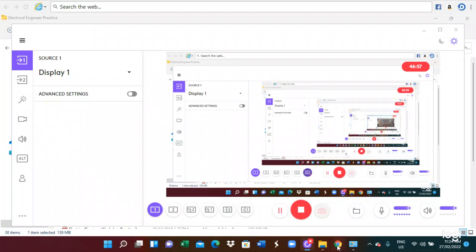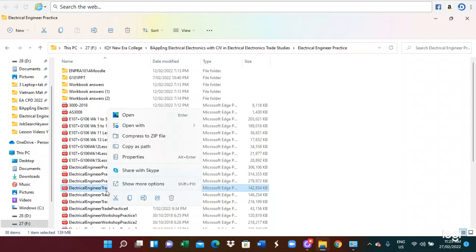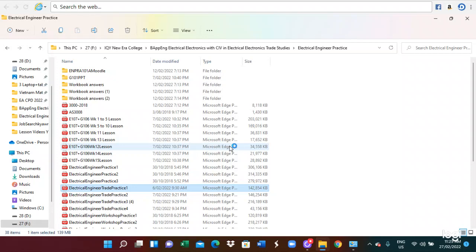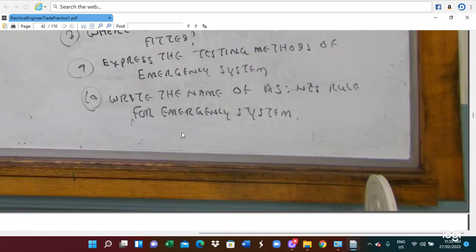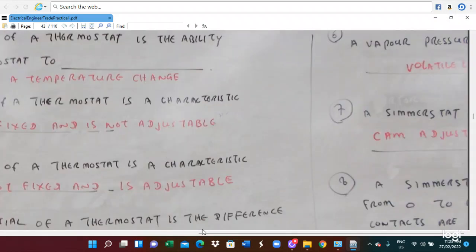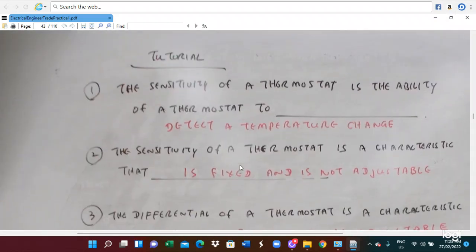And then we are talking about electrical trade 2. For electrical trade 2, we talk about the electrical engineer content, and also electrical trade practice 1. So electrical trade practice 1, page 43, for the higher level trade students.